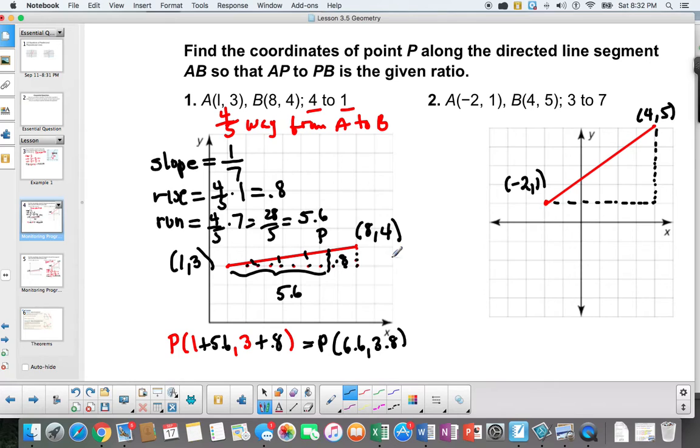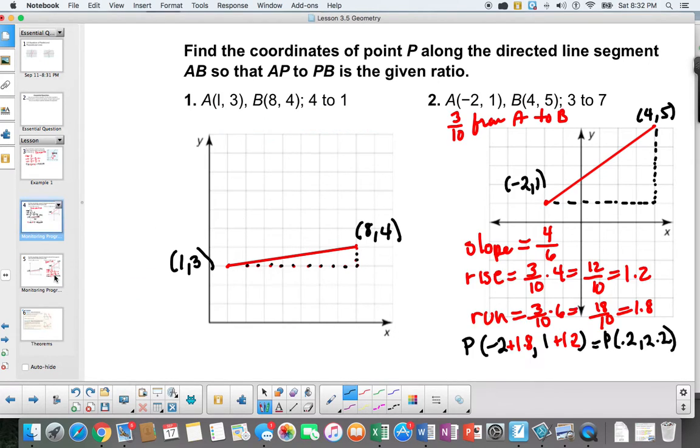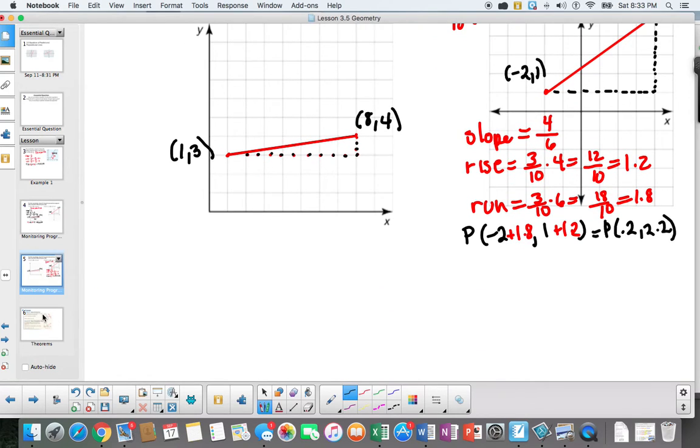All right, stop the screencast right now and see if you can do number 2 on your own, keeping in mind the strategies I just gave you. Okay, and here is the answer. 3 to 7 means you want to go 3/10 of the way from A to B. You take a look at your slope, where the rise is 4 and the run is -6, and you want 3/10 of your rise and 3/10 of your run. Those are the numbers you add to point A's coordinates to get to that location.